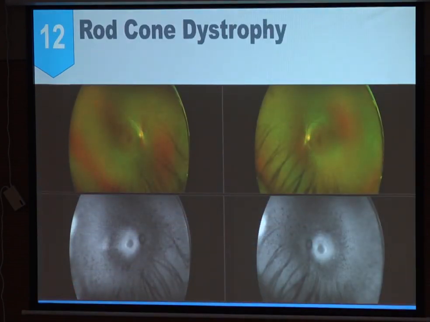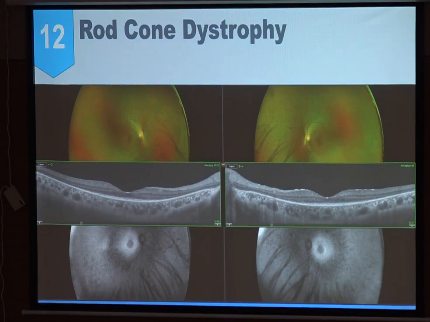This is rod cone dystrophy or retinitis pigmentosa. This patient has 6/18 vision. So OCT gives you very important information that you see these photoreceptors are kind of spared at the center and completely lost in the periphery. So this information is now going to be very important once we are going into the era of gene therapy, when the OCTs with preserved layers would be the ideal candidates for gene therapy.